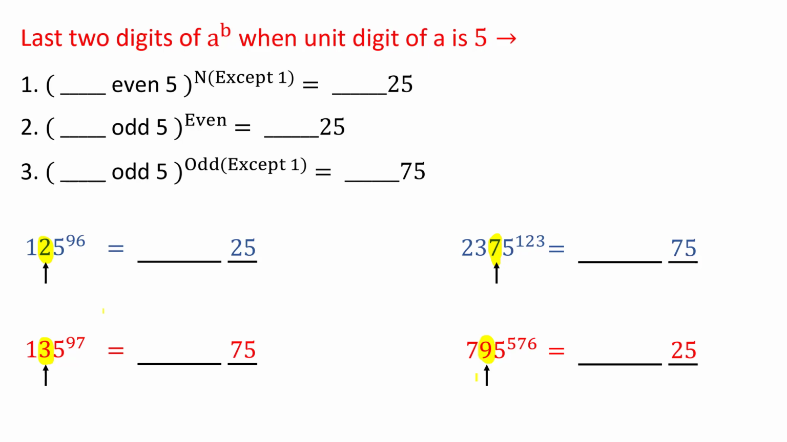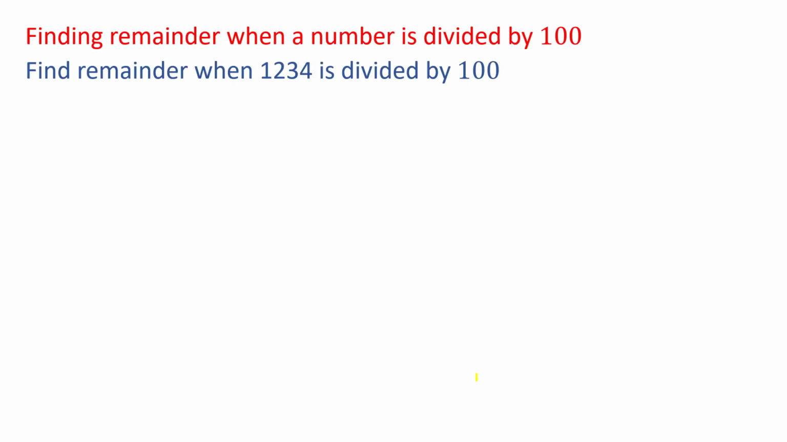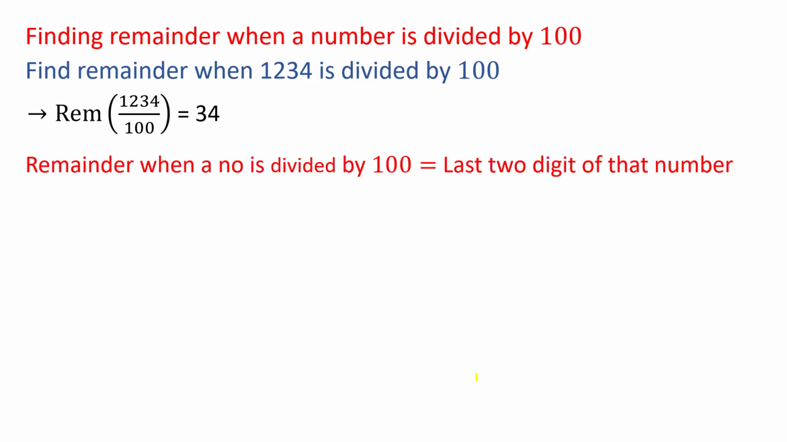After this, the next is how to find remainder when a number is divided by 100. For example, I want to find the remainder when 1234 is divided by 100. If I divide 1234 by 100, the remainder is going to be how much? 100 into 12 is 1200. The remainder is 34. Okay everyone, so what we need to remember is, whenever we are dividing a number by 100, the remainder is always last two digits. Remainder when a number is divided by 100 is always equal to last two digits of that number.